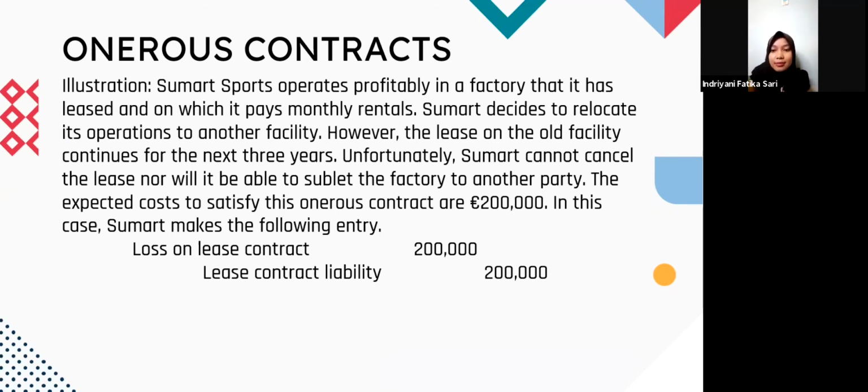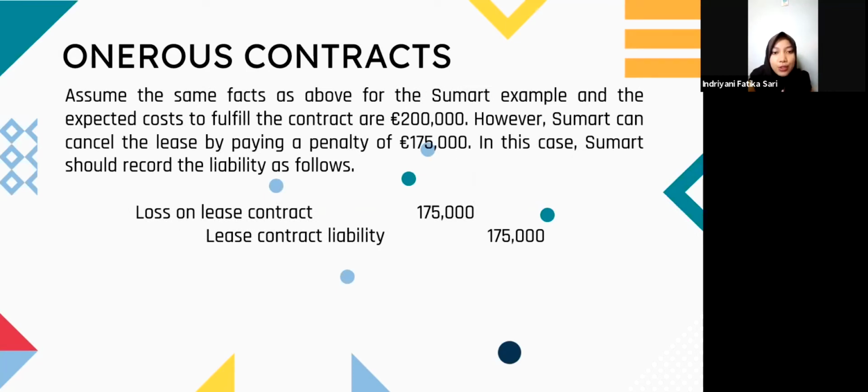Assume the same facts as above for the Sumbar example, and the expected cost to fulfill the contract is 2,100. However, Sumbar can cancel the lease by paying a penalty of 175. In this case, Sumbar shall record the liability as follows: in debit, loss on lease contract, and lease contract liability in the credit.